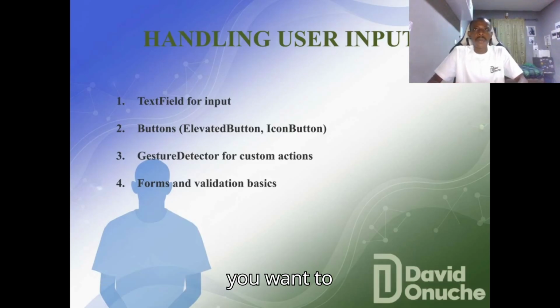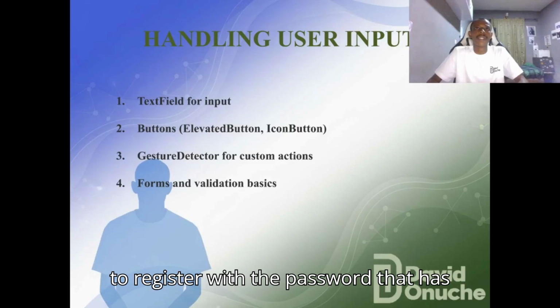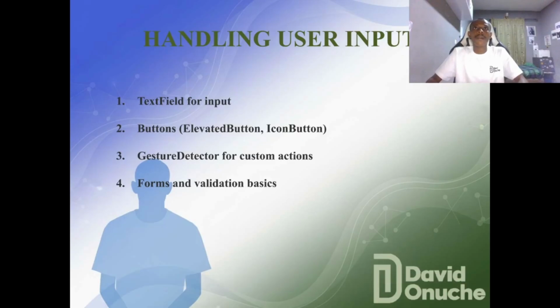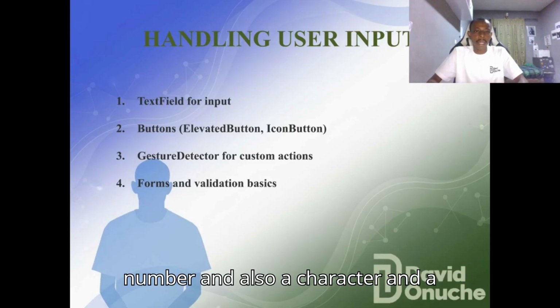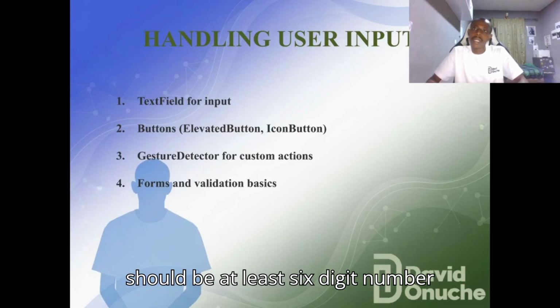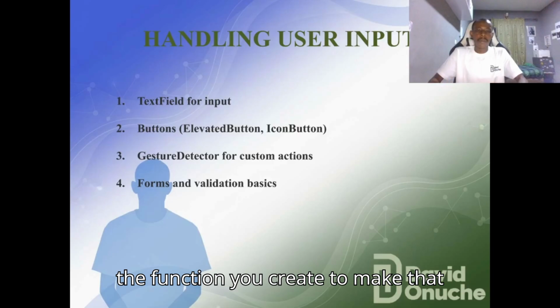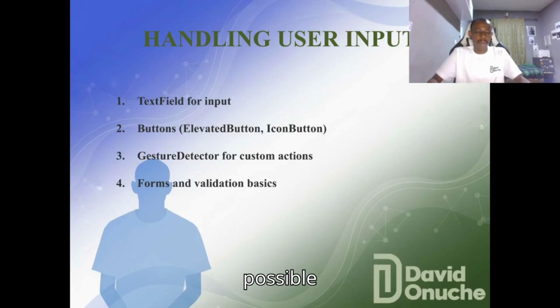So let's say you want the user to register with a password, but you want the user to register with a password that has a number and also a character and a text. So you want the character, the number and the text to be at least 6 digits. The form validation basics are the functions you create to make that possible. So let's go to the next.